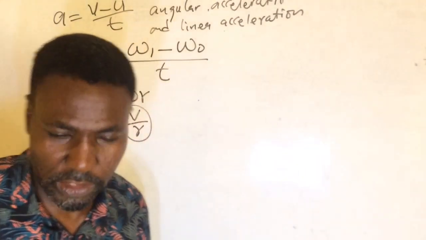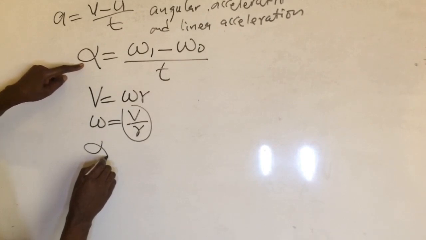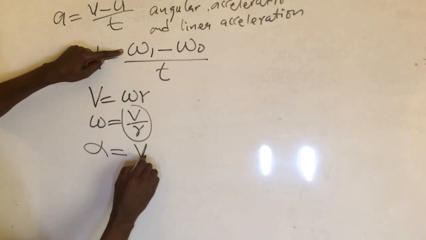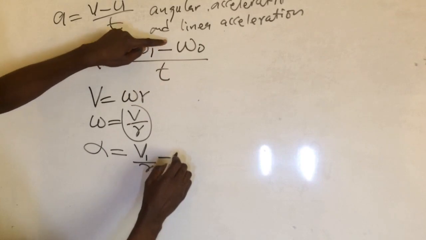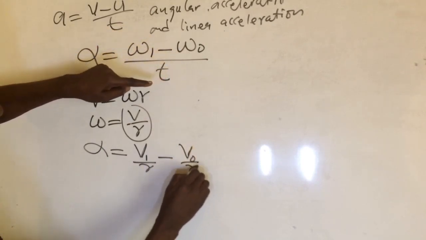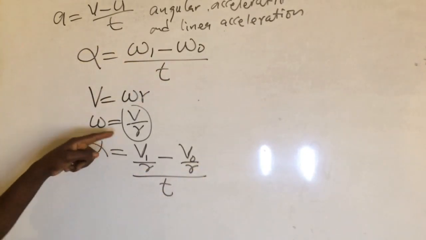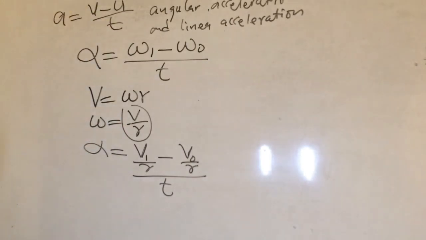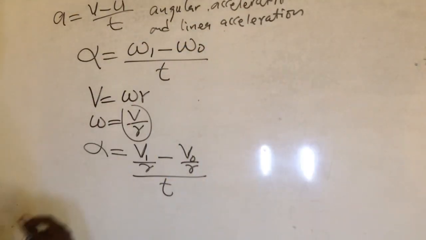Now let's exchange it. We will now have angular acceleration equals v1 over r minus v0 over r, all over the t. Remember, I just exchanged this. Since this is equal to this, I picked it and exchanged it here. That's what I have done, right? So don't be confused.